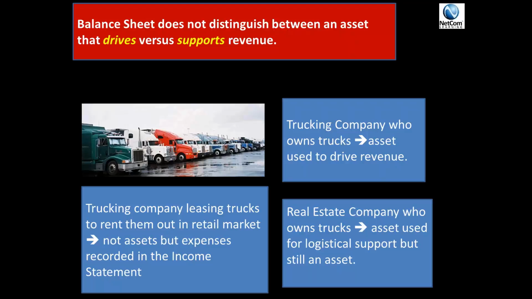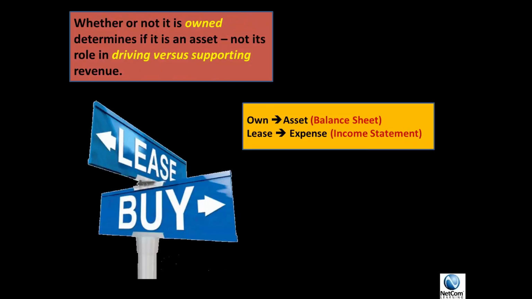Now, if a real estate company owns trucks, obviously it's a real estate company. So those assets, trucks, are probably used for logistical support, but not to drive revenue, because a real estate company rents out office space, not trucks. So again, it's an asset simply by virtue of the company owning it, regardless of its purpose. Whether or not something is owned determines if it is an asset, not its role in driving versus supporting revenue. So to reiterate, if you own it, it is an asset on the balance sheet. If you're leasing that same object, then it is an expense recorded on the income statement.